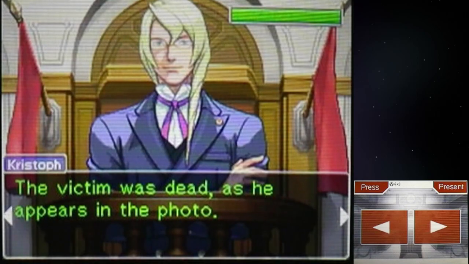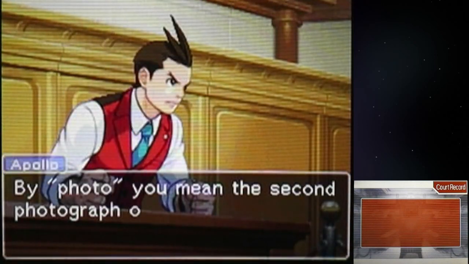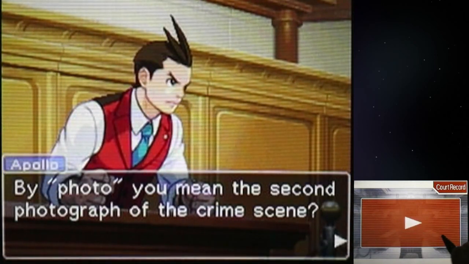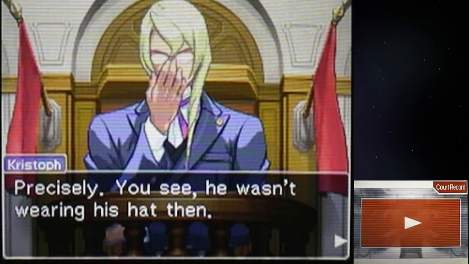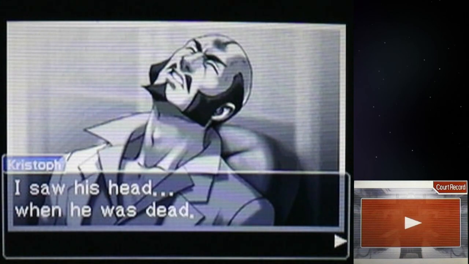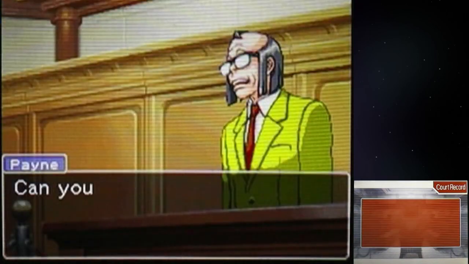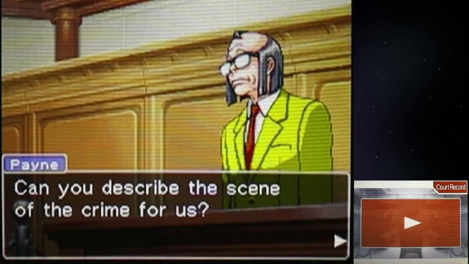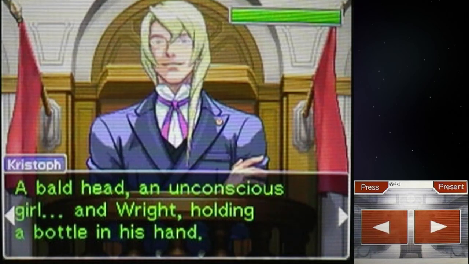The victim was dead, as he appears in the photo. By photo, you mean the second photograph of the crime scene. Precisely. You see, he wasn't wearing his hat then. I saw his head when he was dead. And then Mr. Wright came along and replaced his hat. Can you describe the scene of the crime for us? A bald head, an unconscious girl, and Wright holding a bottle in his hand.